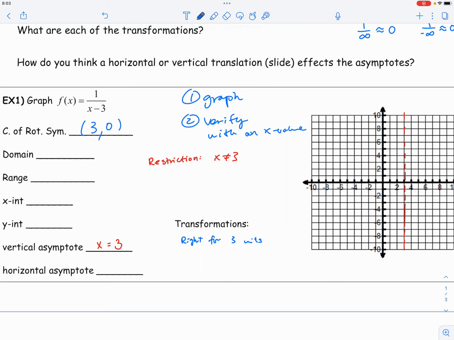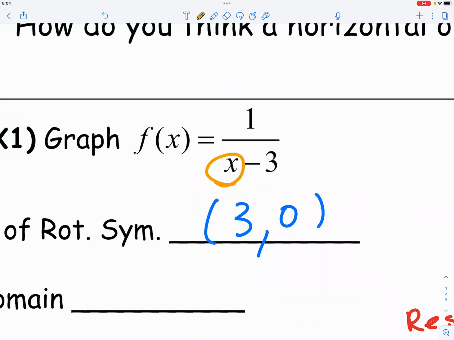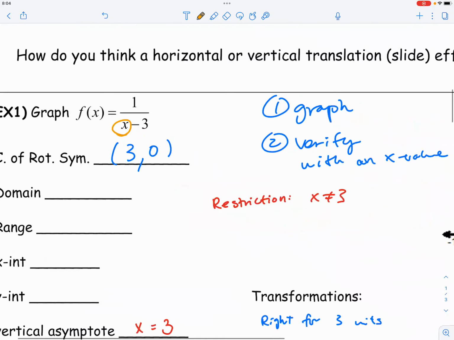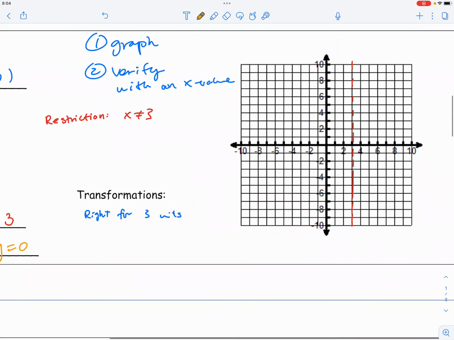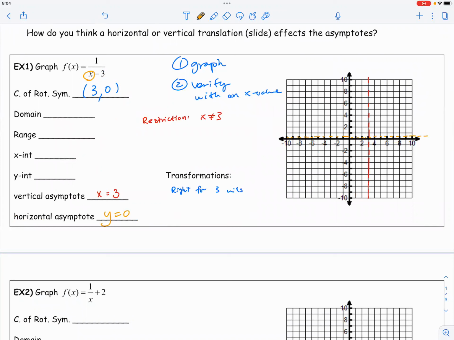And then what about the horizontal asymptote? Let's think about this. If this x becomes ginormous, okay? So the denominator will be huge. What is 1 over a huge number? A very small number, which is close to 0. So that's how we know the horizontal asymptote is y goes to 0. And where the horizontal and vertical asymptote intersect is actually, in this case, the center of rotational symmetry.